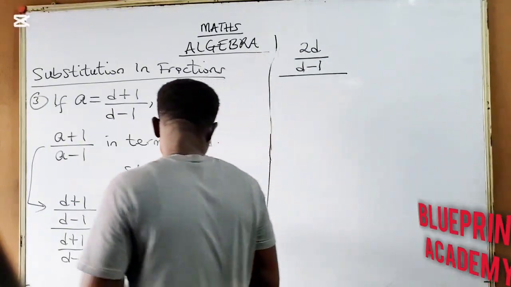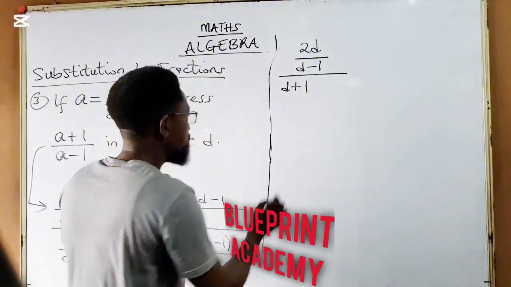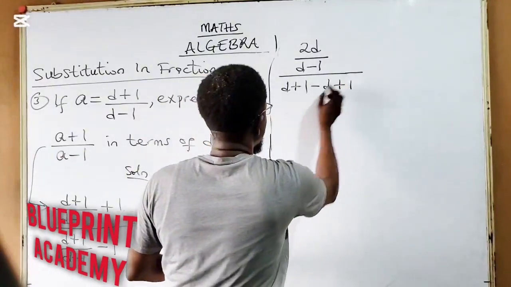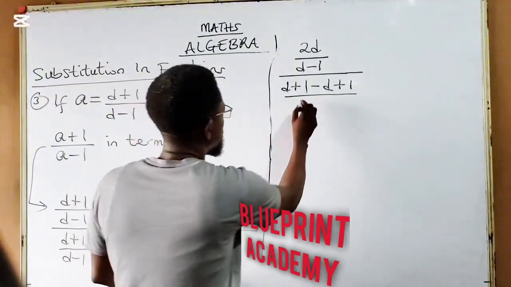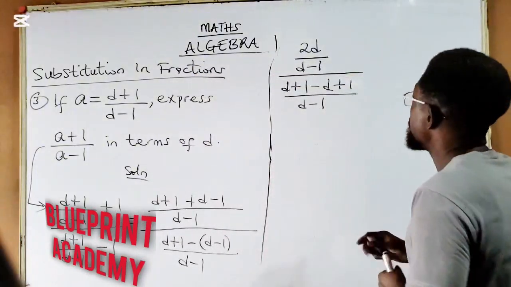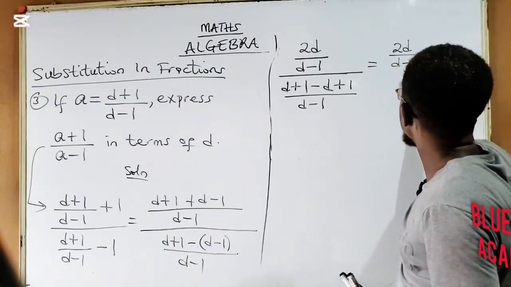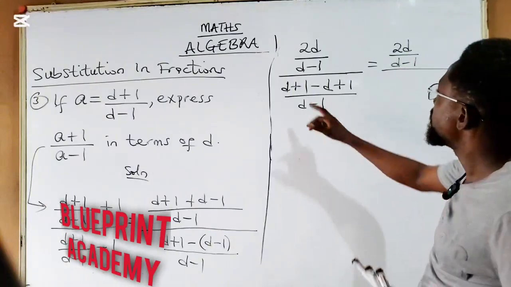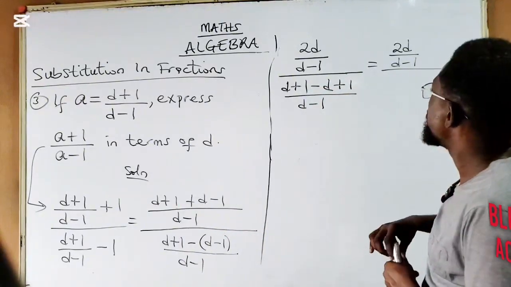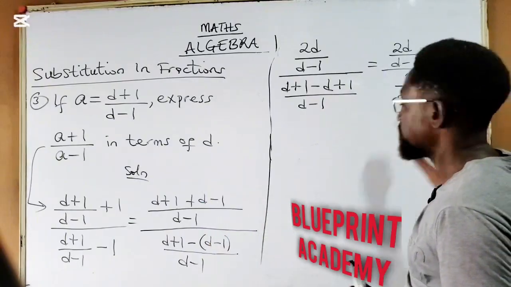Then for the denominator, we open a bracket. We have D plus 1, then minus D. Minus minus is plus 1, all over D minus 1. So this one will give us 2D all over D minus 1, all over. Now D minus D will give us 0. 1 plus 1 will give us 2. So I have 2 all over D minus 1.